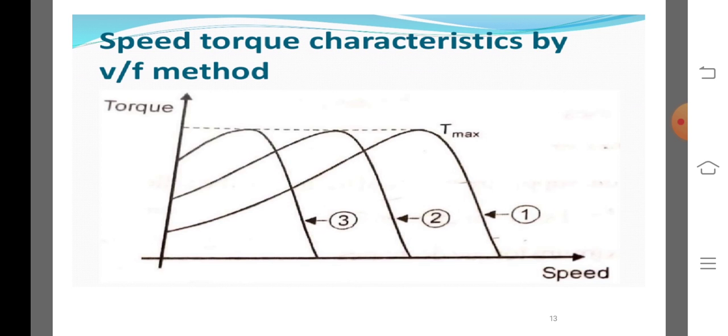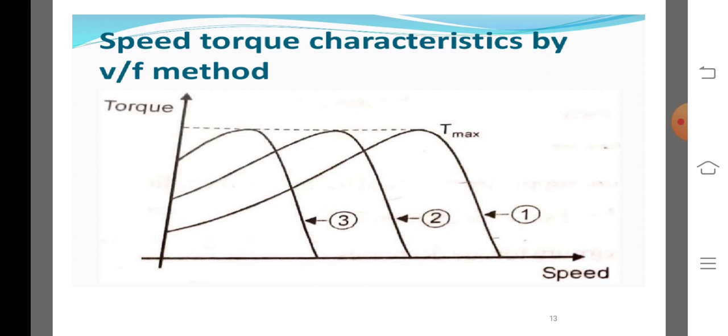The low frequency operation at a constant V by F is not satisfactory, particularly at very low frequency. Due to very low frequency, starting torque and braking torque considerably decrease and no load current increases. The air gap flux cannot be maintained constant at low frequency by maintaining a constant V by F ratio. Therefore, to maintain the air gap flux, the supply voltage should be increased in the V by F control method.